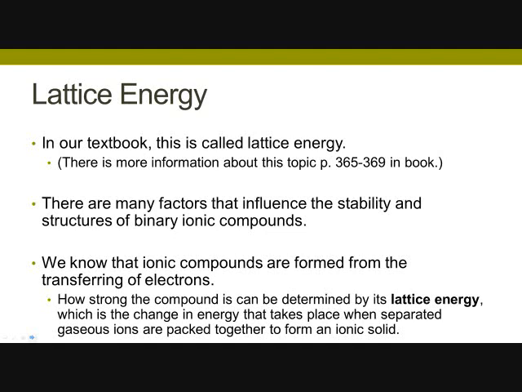There are many factors that influence the stability and the structures of binary ionic compounds. We know that ionic compounds are formed from the transferring of electrons, so how strong the compound is can be determined by what's called its lattice energy, which is the change in the energy that takes place when separated ions are packed together to form an ionic solid. Those lattice energies have been calculated based on experimentation, and we are going to use those values to help us compare different things using Coulomb's law.